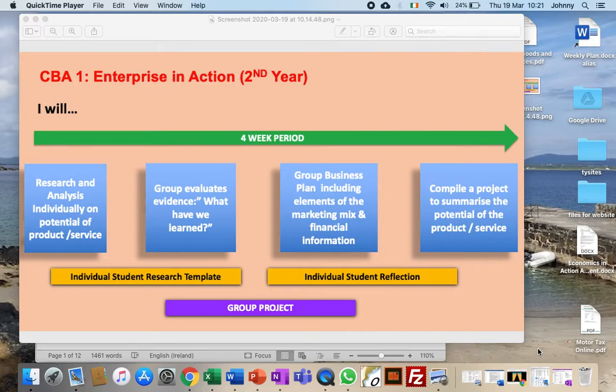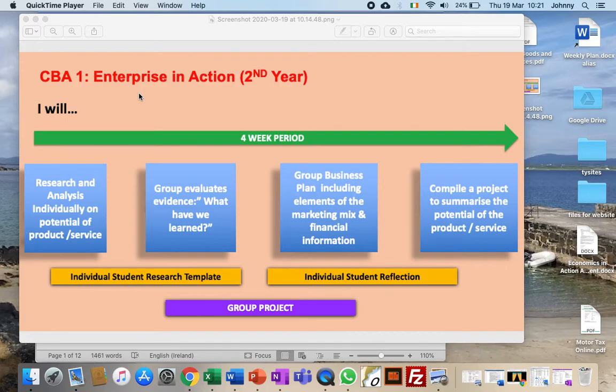So by now, you should have named your groups. You should know who you're working with. You should know which of the three strands you're working with. And as I say, I've got an example here of enterprise in action. So that's one strand. And then you should be thinking about which particular topic or theme you're going to look at. So in enterprise in action, we'll be talking about what type of product or service you're thinking of doing an investigation into the potential for.